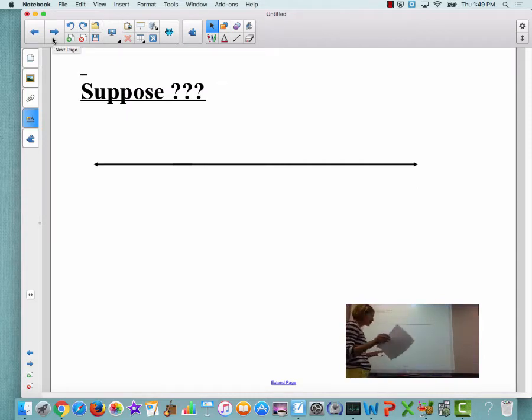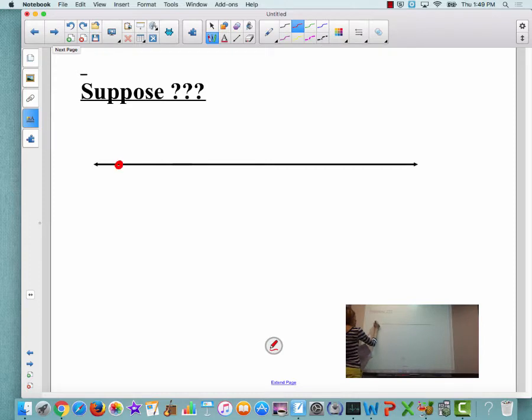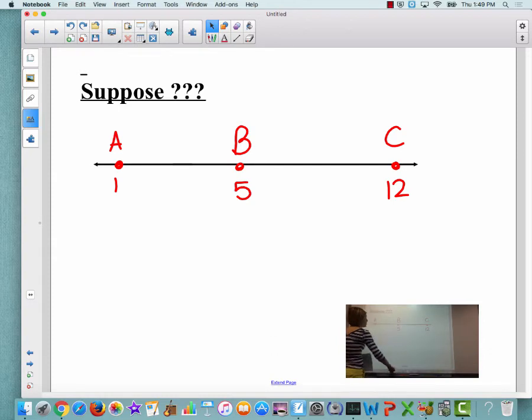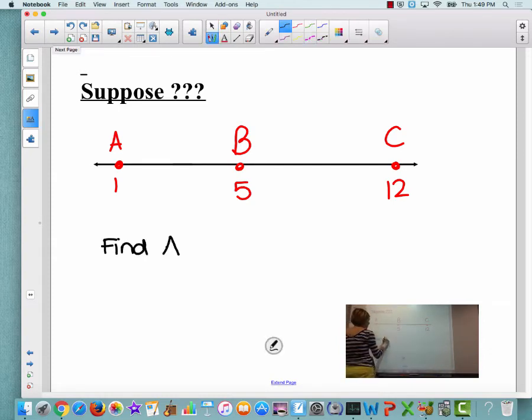All right, so then it should say for you, suppose I gave you a segment, with A at 1, B at 5, and C at 12. And suppose I said to you, find AC. That means I want to find the distance AC. Well, what you could do if you wanted to, from 1 to 5, 5 minus 1 is 4, so we know that this distance right here is 4, actually.